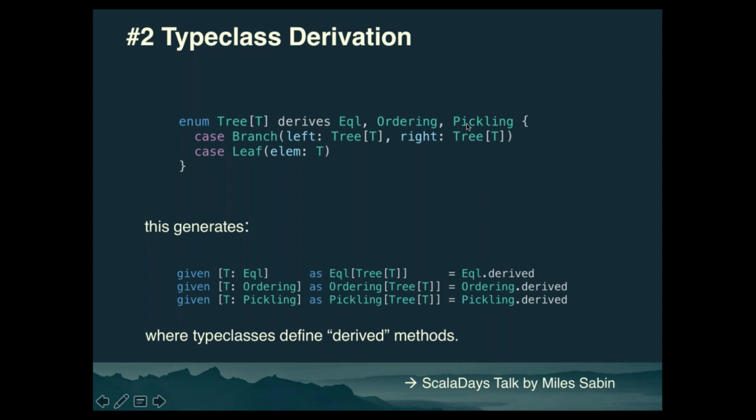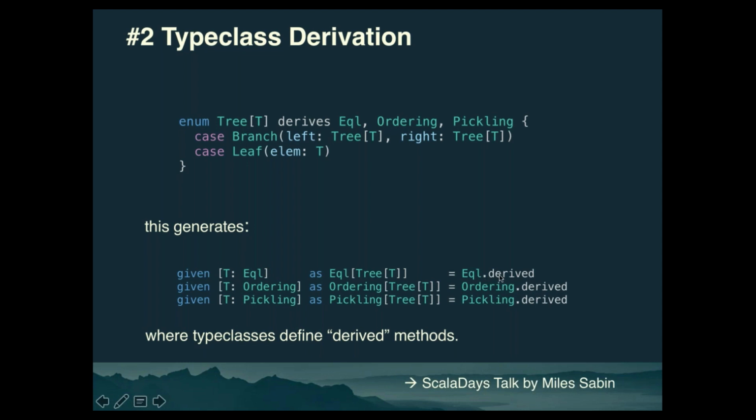It's just as easy as saying extends Eq, Ordering, Pickling, if those were super traits that you could extend from. And what that generates is essentially 3 given instances of a type parameter T that is now itself bounded by the type classes Eq, Ordering and Pickling. Each given instance would call a method called derived: Eq.derived, Ordering.derived, Pickling.derived.